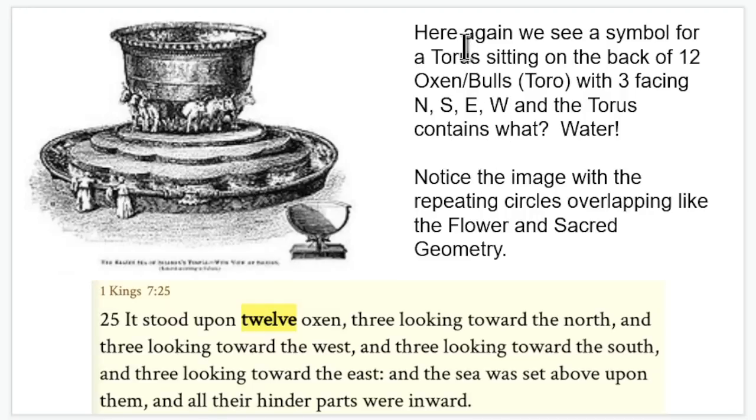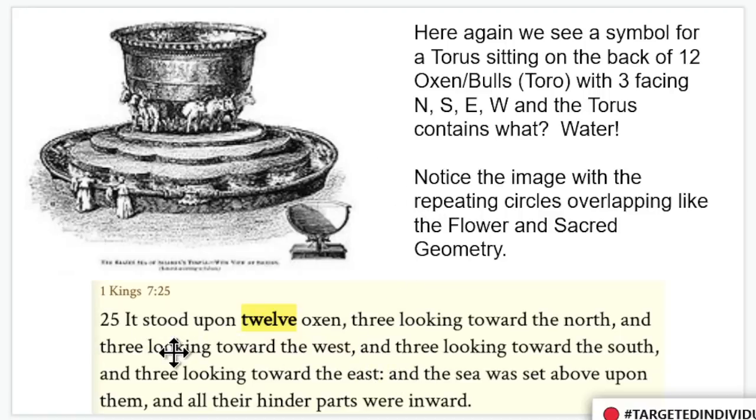Let me read what I wrote here. Here again, we see a symbol of a Taurus sitting on the back of 12 oxen, bulls as in Taurus, with three facing east, north, south, and west. And the Taurus contains what? Water. What is water? The symbol for it is life. I said, notice the image with the repeating circles overlapping like the flower. It's sacred geometry, sitting in a pan with a turned up edge. And this up here, if it weren't for the fact that it was a pail holding water, or there's probably a more proper word for it, or Taurus holding water, you would almost call it a footstool.